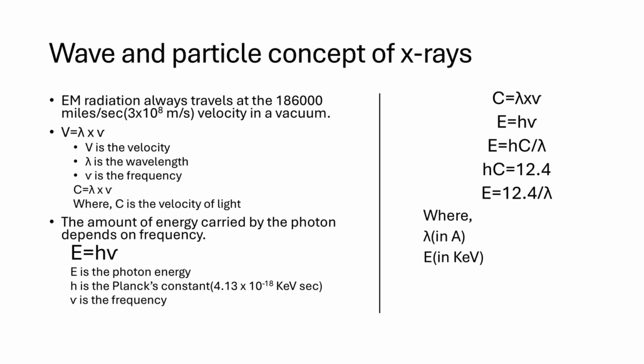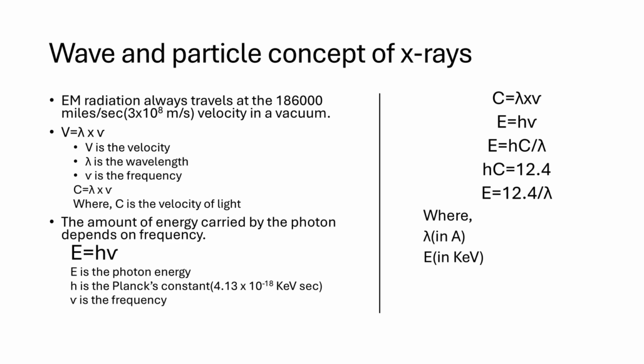X-rays are electromagnetic rays. They travel like light at the speed of light. X-rays interact with matter as if they are particles rather than waves. These particles are actually discrete bundles of energy, and each of these bundles of energy is called a quantum or photon. The amount of energy carried by the photon is directly proportional to the frequency.